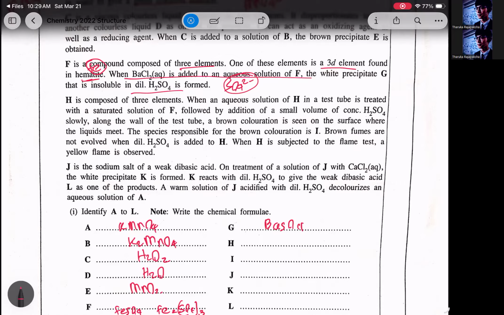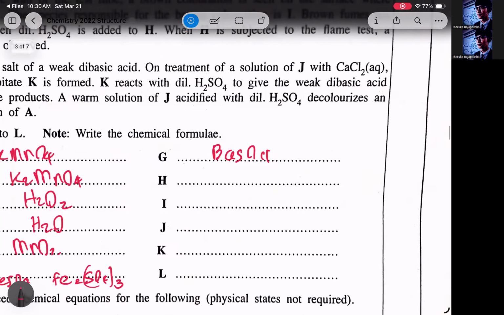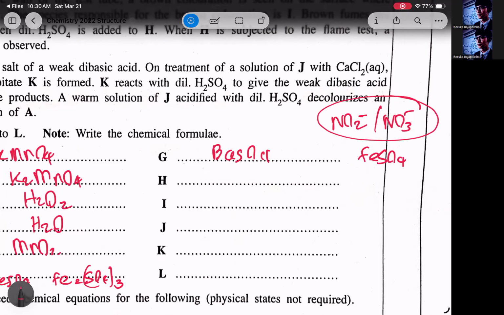Brown ring test is for Fe2+. Right? Brown ring test is for Fe2+. We are doing it to identify nitrites and nitrates with FeSO4. You need freshly prepared FeSO4 and you need H2SO4. Right? These are the things needed for the brown ring test. So H2SO4, any strong acid you need.